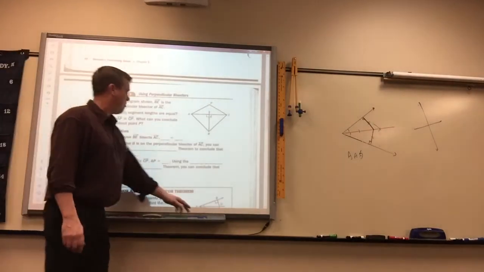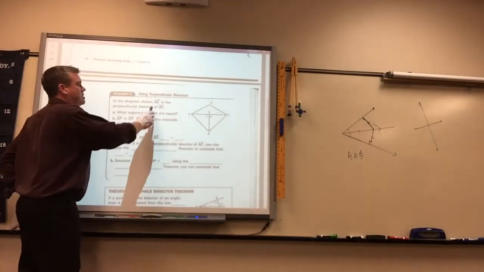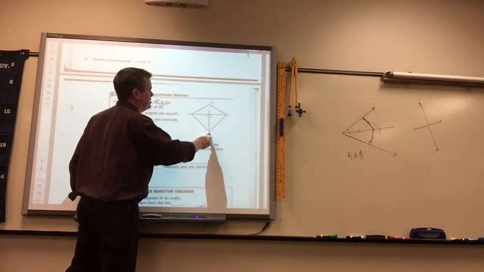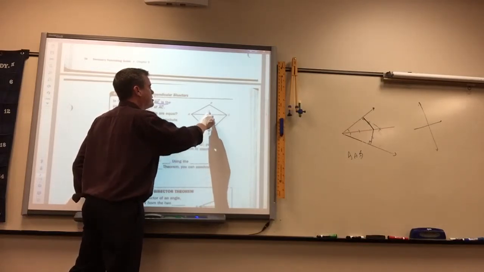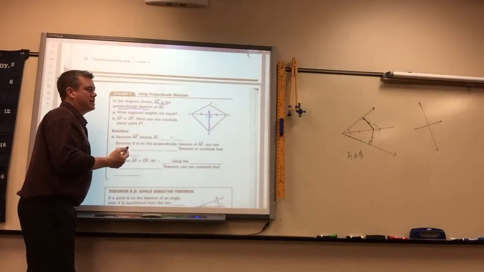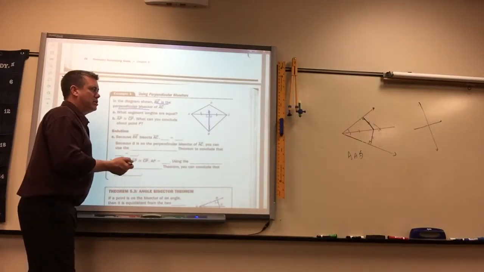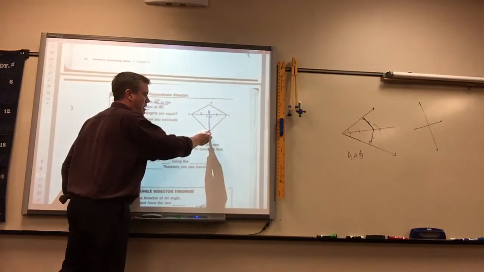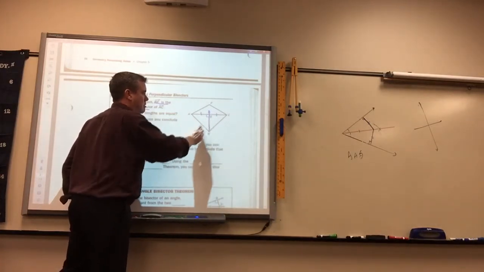So in this picture, they tell us that BE is the perpendicular bisector of AC. So since it's the perpendicular bisector, I know that this equals that, right? Because bisect means it cuts it in half. And what else do you know? What do you know about point B? Equal to A.